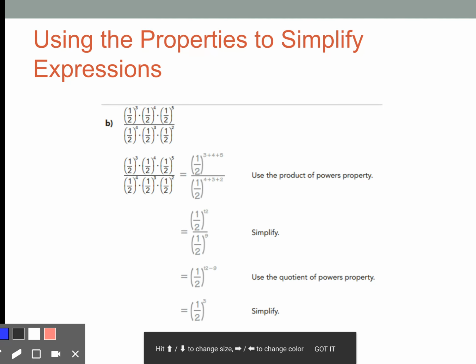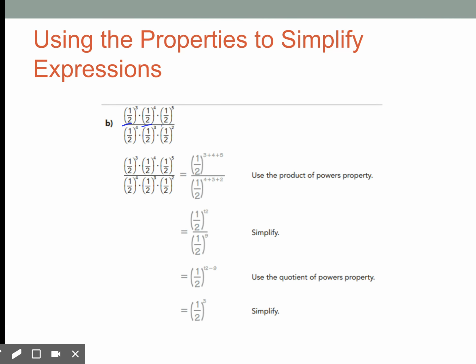So on this page, again, I'm just showing you where you will apply both the product and quotient of powers because you have the same base being used over and over again. In this case, it's 1/2. So you're dealing with double the amount of fractions here, but the rules don't change. First, you're going to apply the product of powers property to the numerator by adding all 3 exponents and keeping that base of 1/2 here. And then do the same to the denominator.